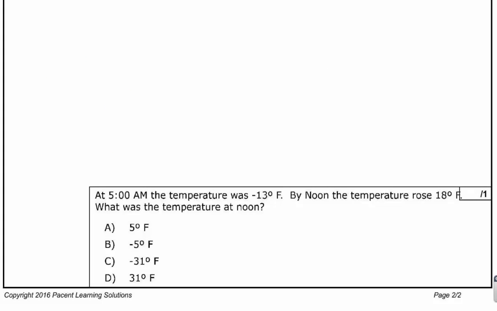And our final problem on the very bottom. So the temperature at 5 a.m. was -13. It rose 18 degrees by noon. What was the temperature at noon? So we're going to build a thermometer. I'm going to use this space up here. Build a thermometer. There is 0 degrees. We know that at 5 a.m. it was -13 degrees. And we know that during the course of the day, it rose 18 degrees.